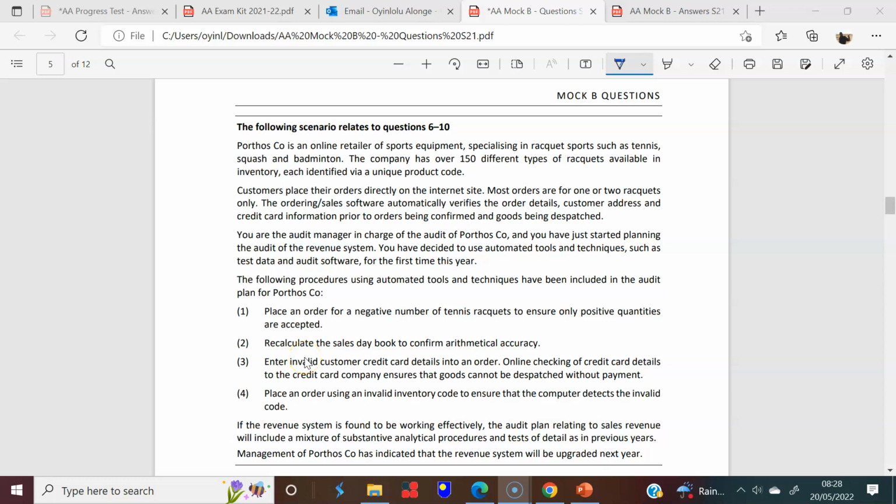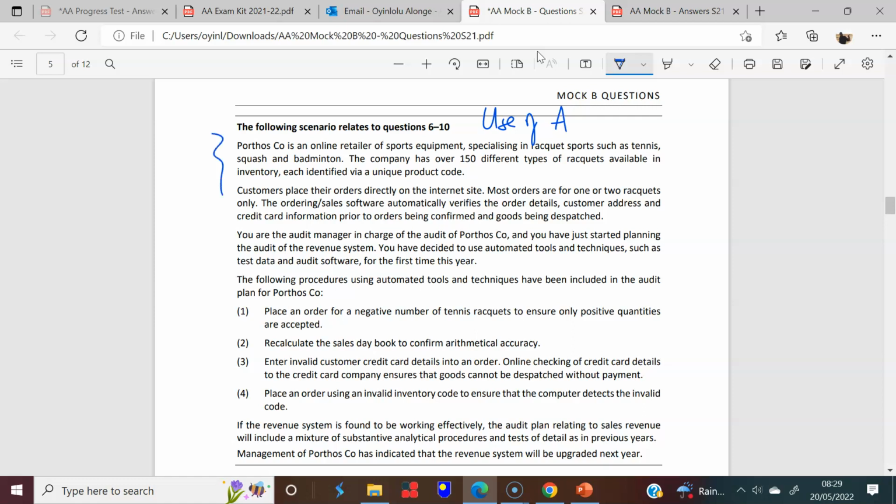Right. Question 6 to 10. This is looking at the use, if you like, of computer aided techniques, if you like, within audit. So this use of automation, and I can imagine this becoming more and more popular in exam questions because we are entering that space, aren't we?